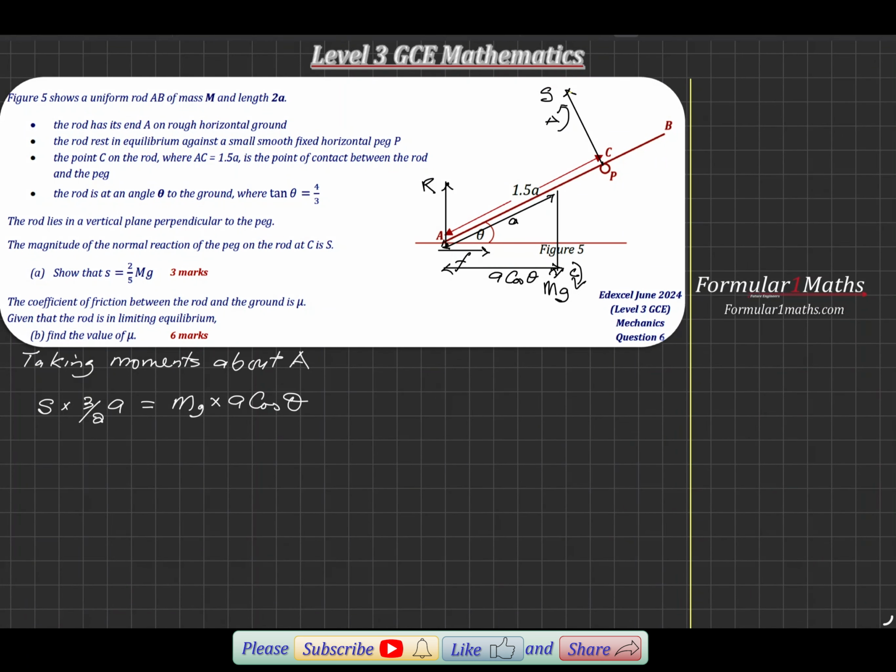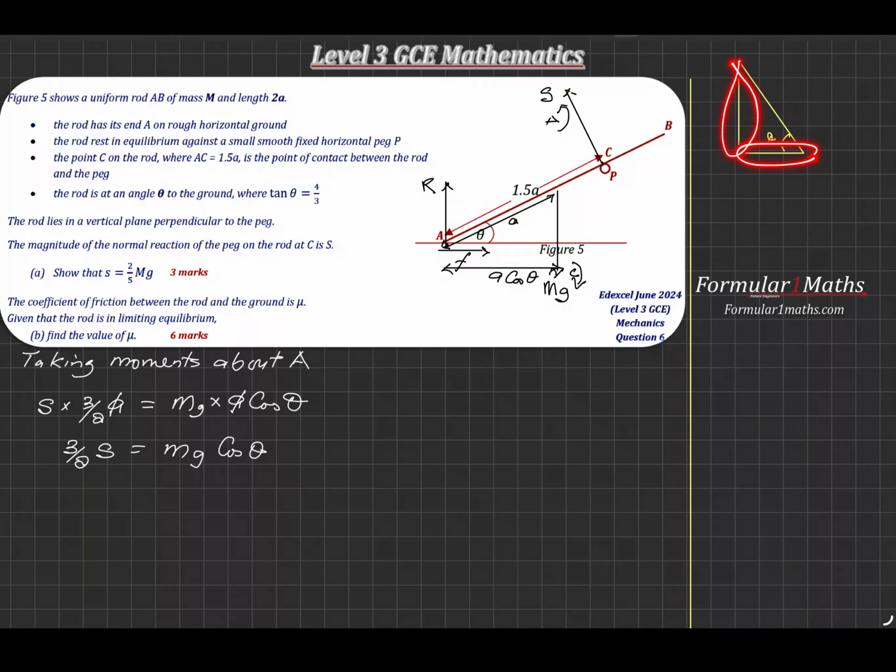Now, I can simplify this equation. I cancel out the a's in the equation, so that if I divide both sides of the equation by a, this will go away and that will go away. I'll have 3/2 S equals mg cos theta. But we are told that tan theta is equal to 4/3. So if I draw a right angle triangle over here, and label this angle theta, this means that this length is 4 and that length is 3.